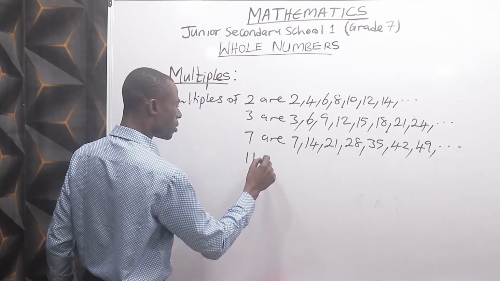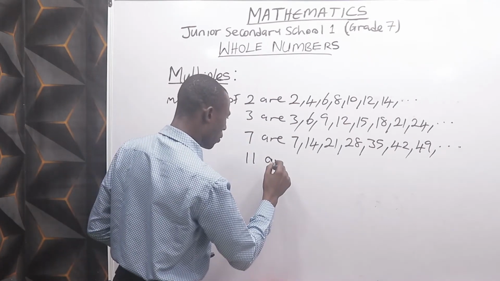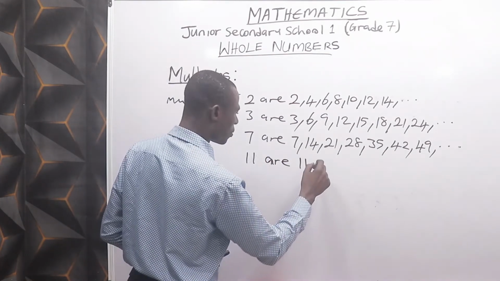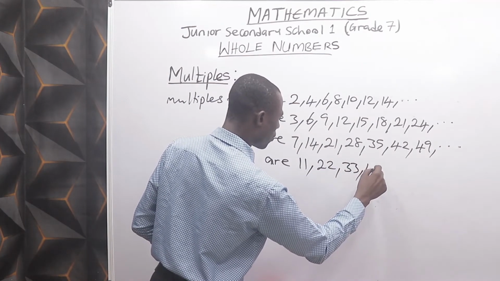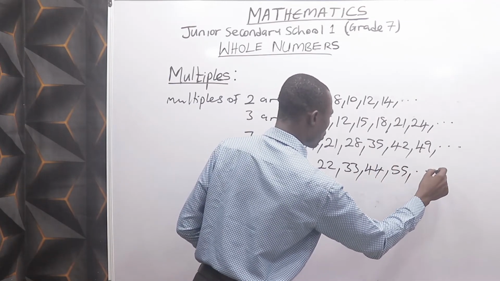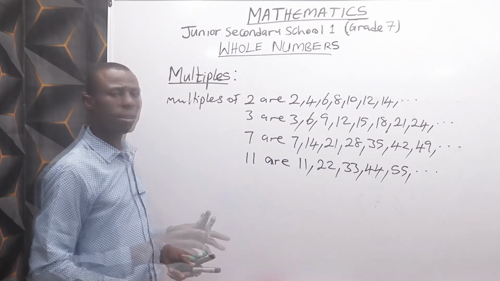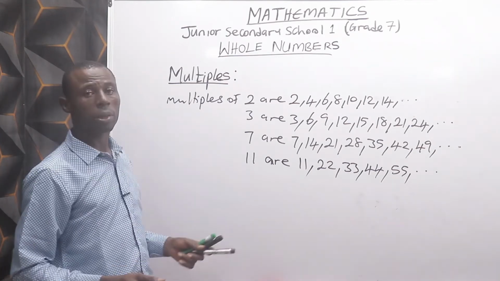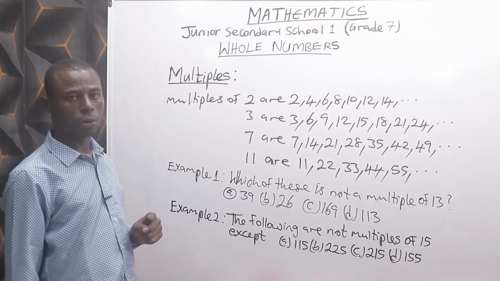Multiples of 11, I jump some numbers. We cannot list all of them, just for you to have an idea, but a few: 11, 22, 33, 44, 55, and so forth. Those are the multiples of 11. That is the idea behind the concept of multiples of numbers. Let's consider the following examples on multiples.